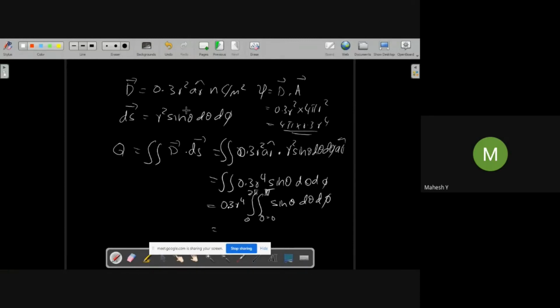But since it is not dependent on theta and phi, this method works. If there is a term of theta or phi in this one, you cannot apply this method. You have to go for the integration itself. Is that clear? This simplifies the expression, but only when D is independent of theta and phi, because our integration is with respect to theta and phi. Correct.